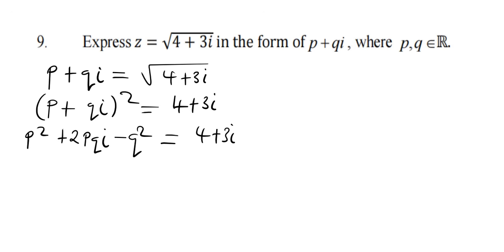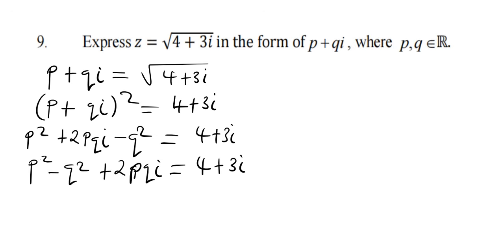Okay. Now what we're going to do is equate the real parts and the imaginary parts. The real part, we've got p squared minus q squared, plus 2pqi is equal to 4 plus 3i. Here you're able to see that these ones are the real parts. Then the imaginary part is the ones with i, so we equate them just the way they are. So we're saying p squared minus q squared is equal to 4, then 2pqi is equal to 3i.